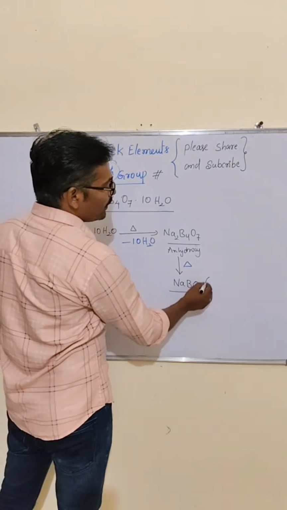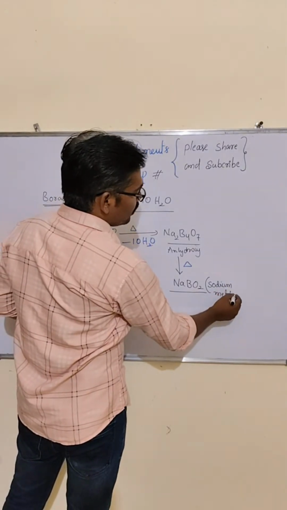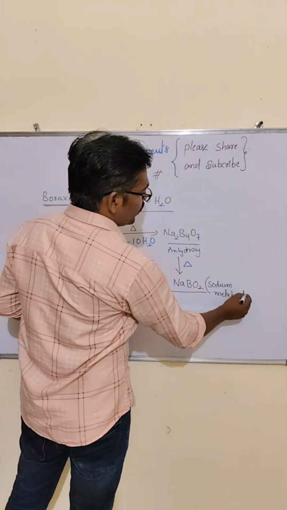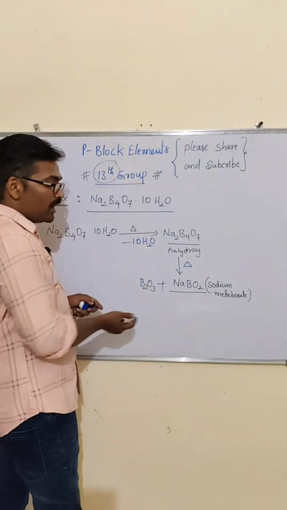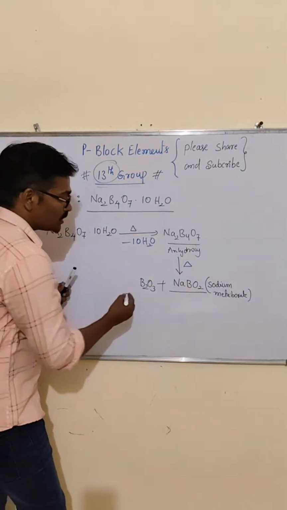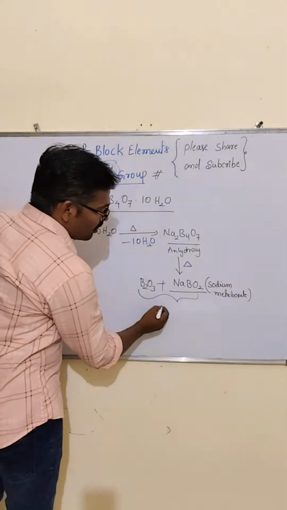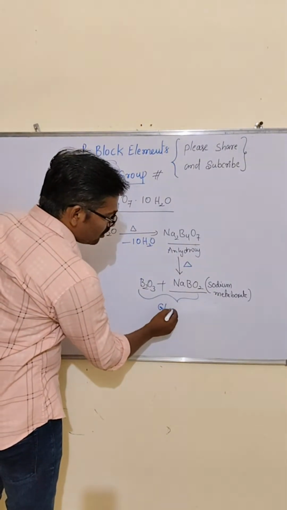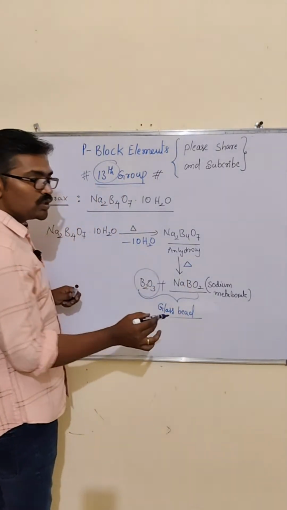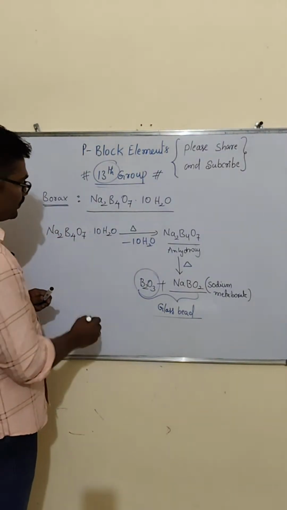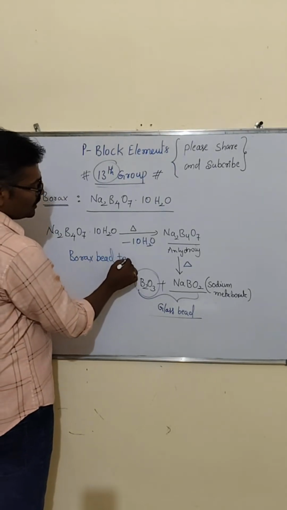NaBO2, sodium metaborate, and also B2O3 is formed. This mixture of both we call glass bead. This B2O3 is used in the borax bead test.